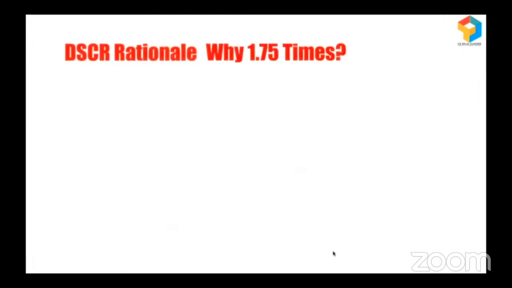Now let me take a couple of minutes to explain the DSCR rationale, why some banks are insisting on 1.75 times or, for that matter, even 1.5 times. Why are banks insisting on a DSCR of 1.5 or 1.75 and not just 1? Because if DSCR is 1, for paying a loan obligation of 1, they have resources of 1. Why not stop with that? Why are they insisting on 1.5 or 1.75? Shall I explain?